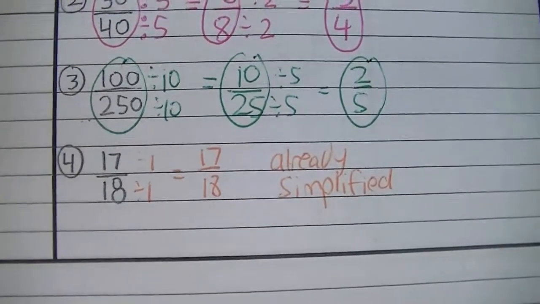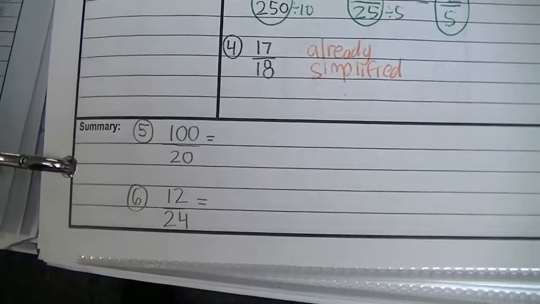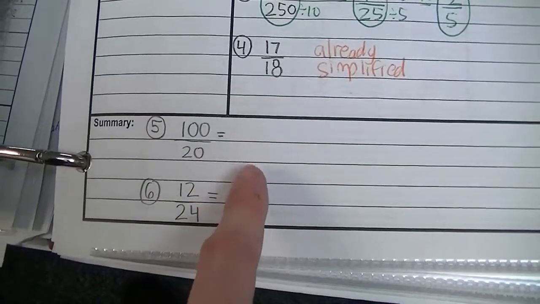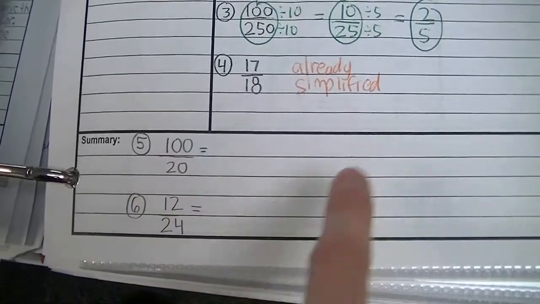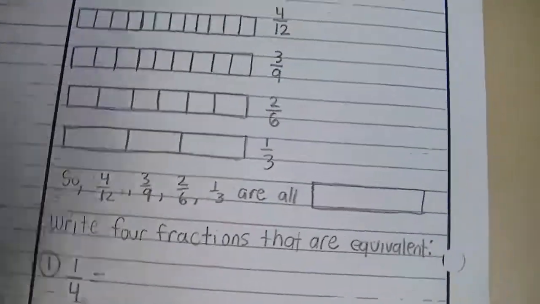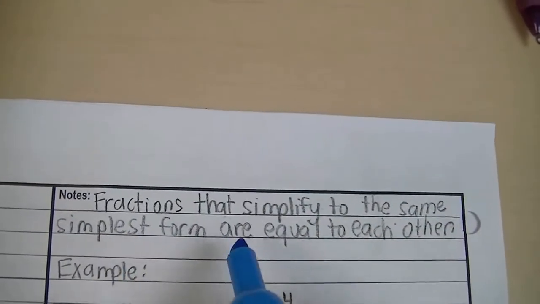Okay, that's already in its simplified form. For your summary, I added 2 more problems right here. Go ahead and simplify these fractions. I want them in their simplest form. Yes, rewrite them and show what you got, okay? All right, fractions that simplify to the same simplest form are equal to each other. So that's super important.